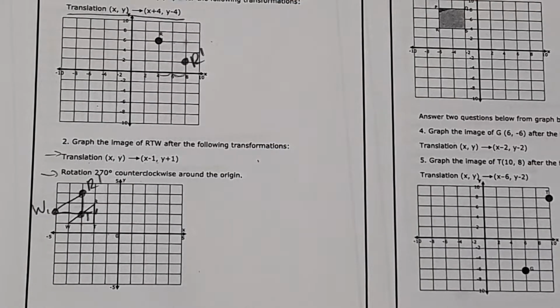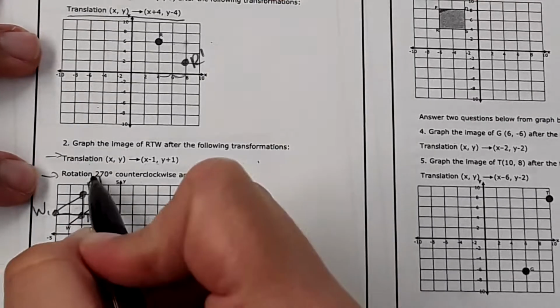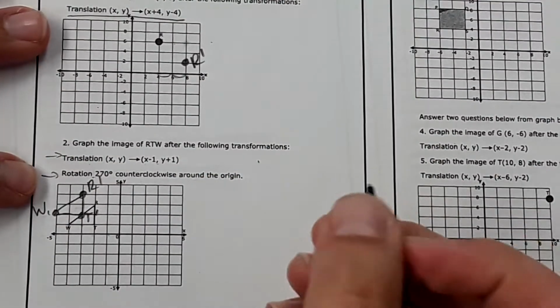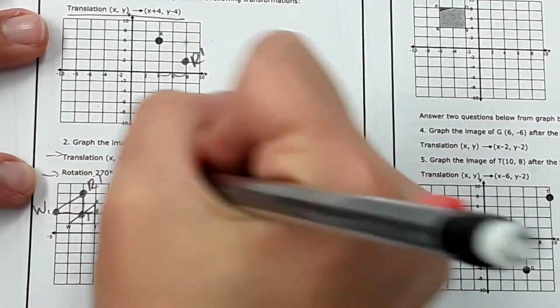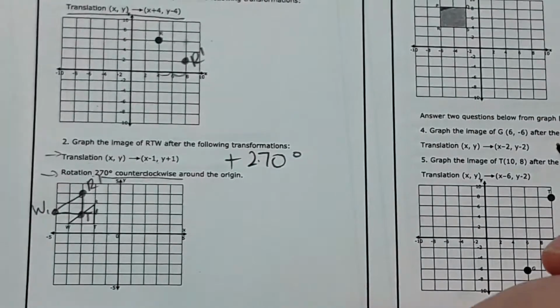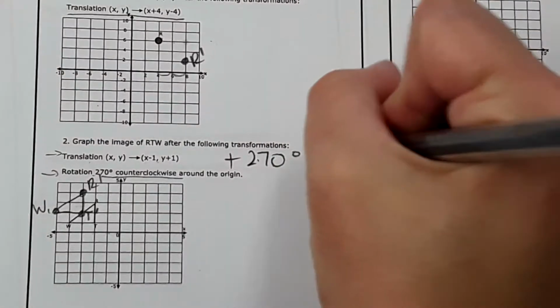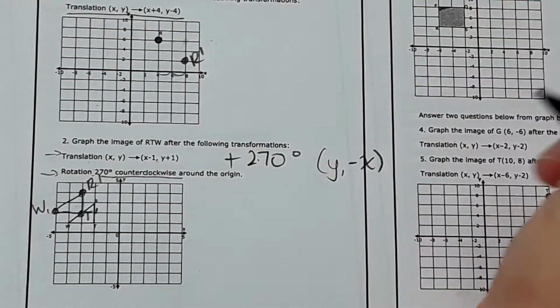Then we have to take that and perform the rotation. It says a rotation of 270 degrees counterclockwise from the origin. Counterclockwise was the positive way, so it would be a positive 270 degree rotation. These transformation rules, I'm going to keep them up through Friday, which is when our test is. So they will be up here. If you look at 270, we're going to follow this rule, which is (y, negative x).